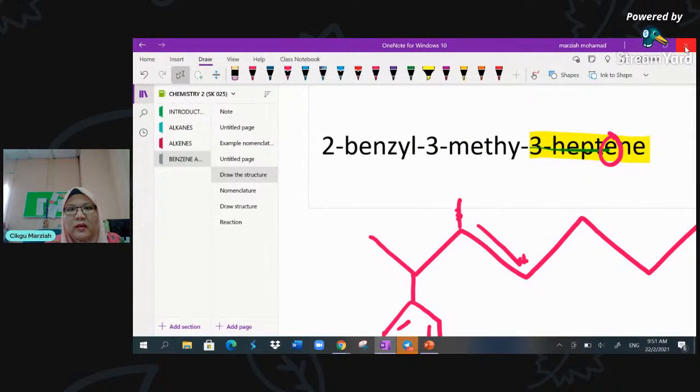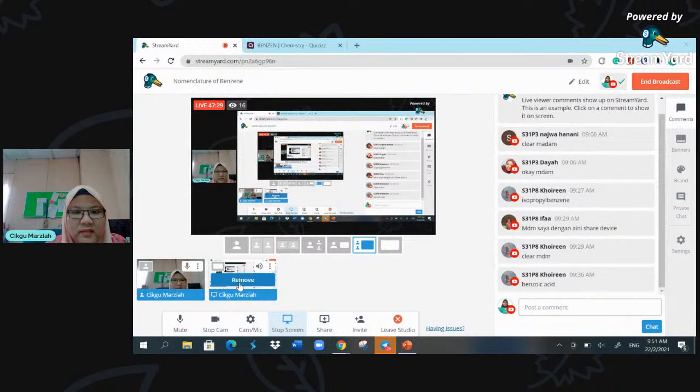Okay, tadi saya recap balik. Kita dah tengok what is the characteristic to become aromatic compound. Ada 4 karakteristik tu yang you have to follow. Okay, and then tadi kita dah tengok nomenclature. Either it contains one substituent, two substituents, or more than one substituent.